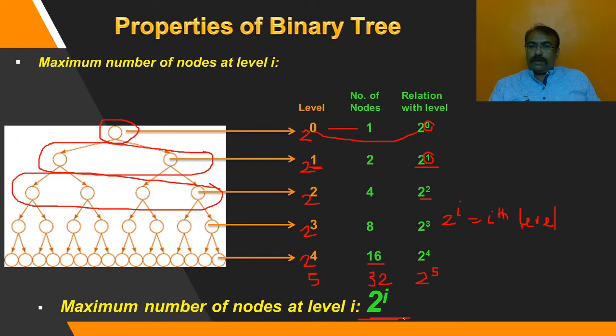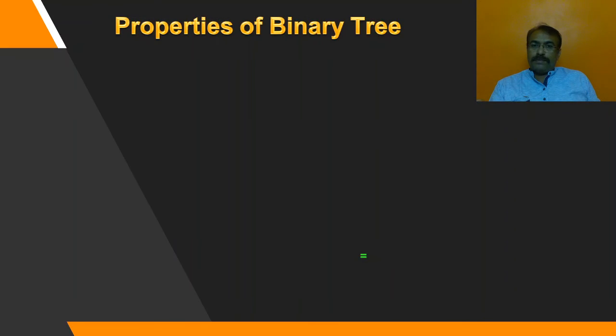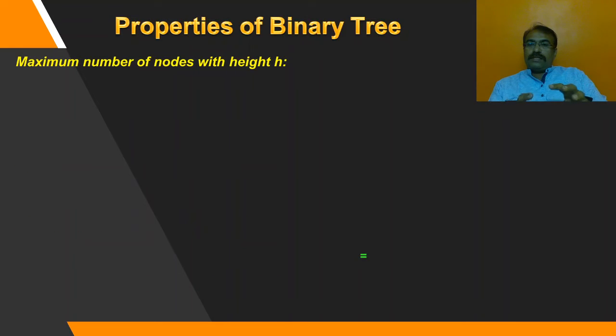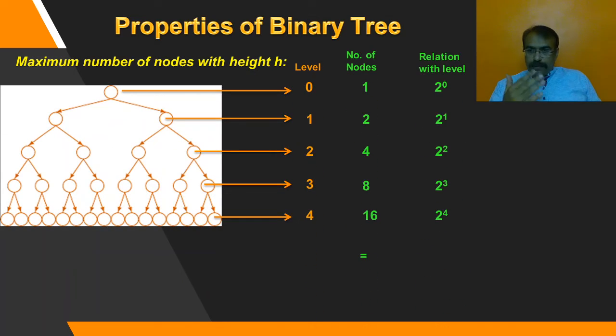Okay, if I go for the next property, the maximum number of nodes within a tree with height h. If that tree has height h, then what will its size be? So I'll take the previous example only.